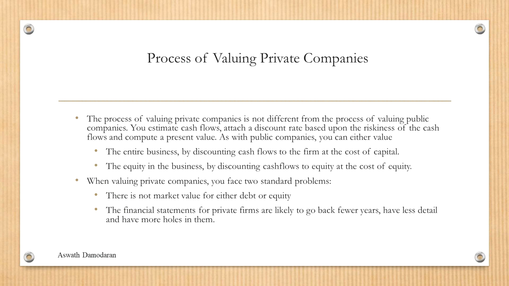However, when we do private company valuation, there are two very common problems that you need to deal with. First one is there is no market value for either debt or equity in a given private company. So how do you calculate the weighted average cost of capital? You need a weight, but here it's hard for you to get a market value for either debt or equity. That's one problem. The second problem is associated with the financial data. The financial statements for private companies are likely to go back just a few years, and those statements typically have less detail and more holes in them, so it's hard for you to get an accurate estimation on many financial metrics. So those are two standard problems that analysts face when they evaluate private companies.